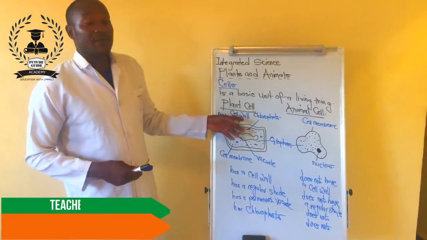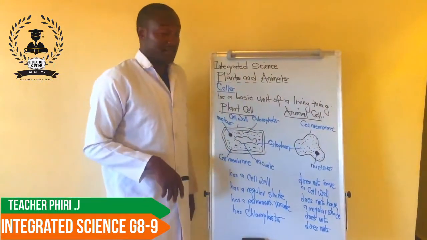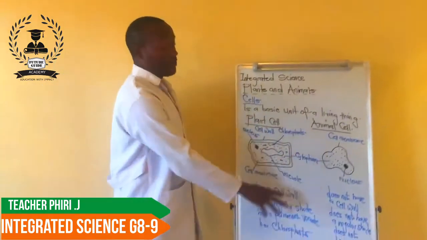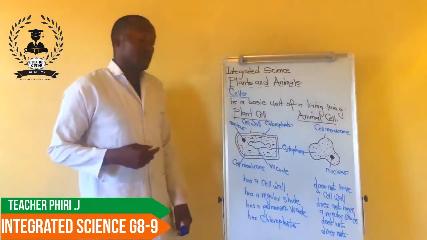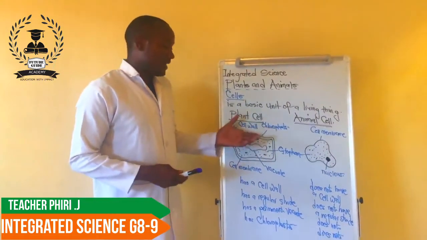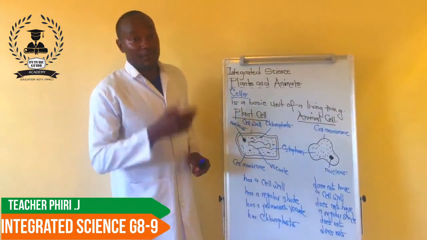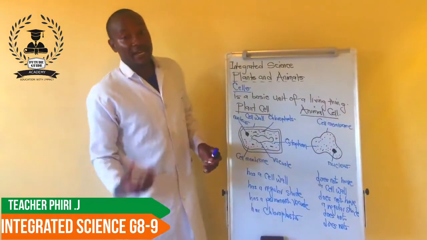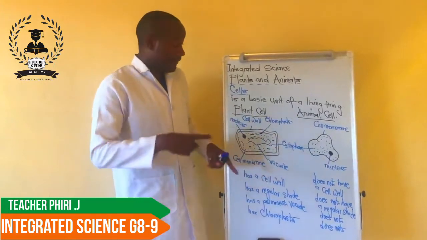So this one works as a security guard. It's the one that protects the cell. Apart from that one, the cell wall is the one that gives the plant cell its shape. And then we have the chloroplasts there. The chloroplasts contain green pigments called chlorophyll. Okay, so the green pigment is the one that gives plants their green color so that they can carry out photosynthesis, making their own food.